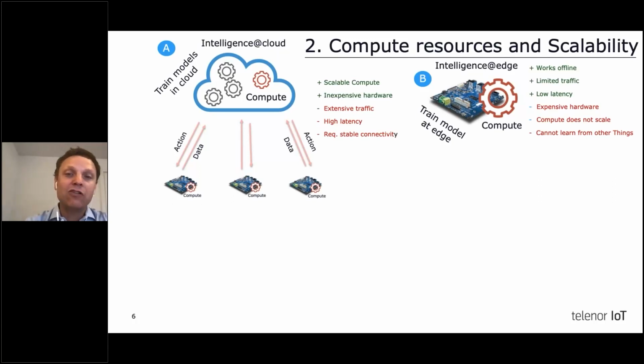So it cannot learn from other things. If you would have one device to learn from, or 1 million, I bet that 1 million devices will make you learn much, much faster. But this scenario does not support that.